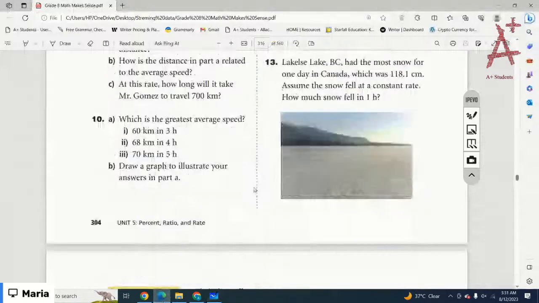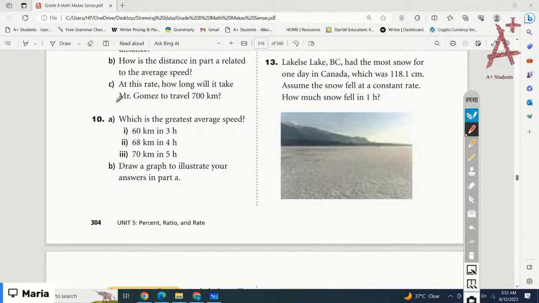Okay, let's start with question number 10. Which is the greatest average speed? Just divide them by their rates, right? You can see which is the greatest. Okay, 60 divided by 3 is 20 kilometers per hour. You have to see the greatest average. Then 68 over 4 is 17 kilometers per hour. And then 70 over 5 is 14 kilometers per hour. So which has the greatest average speed? That would be option number 1.